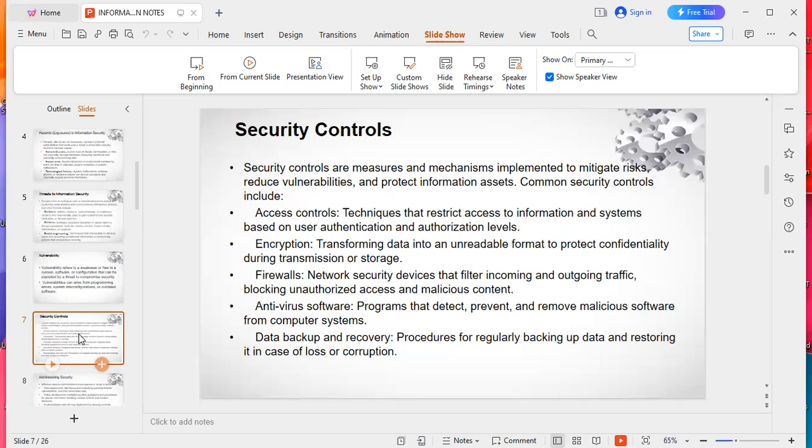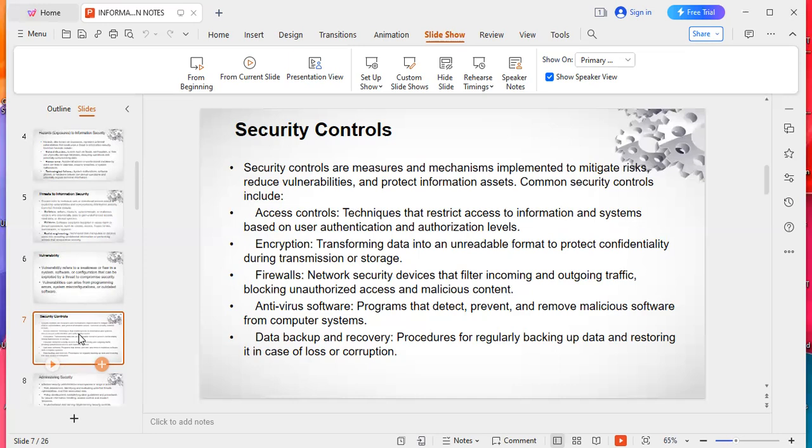Then we have encryption. This basically means to change data to an unreadable format during transmission or usage. When the data is encrypted, you must have a decryption key to change it into a readable format.